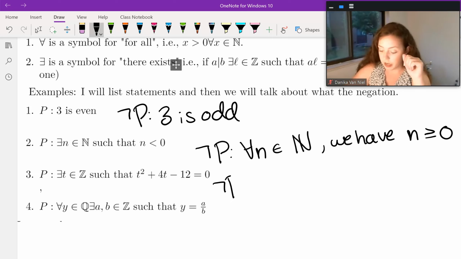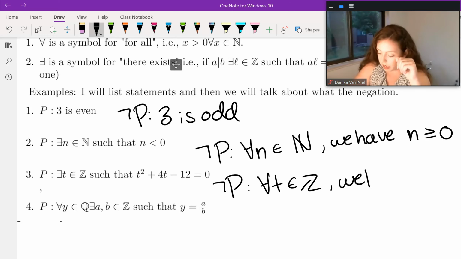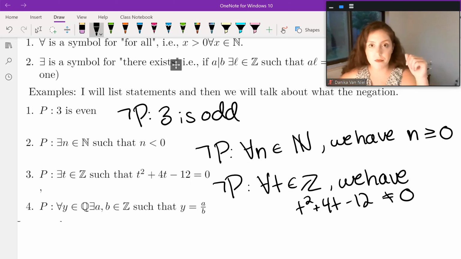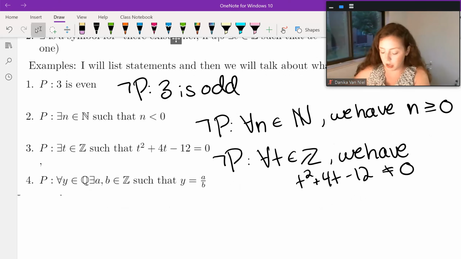Okay, so the negation of this is going to be for all t in Z, we have t squared plus 4t minus 12 is not equal to 0. Okay, so once again, if there does not exist a t that makes that true, then what you want to say is every single t in the integers makes it true that that equation is not equal to 0. Right? See how these are opposites of each other or negations of each other?